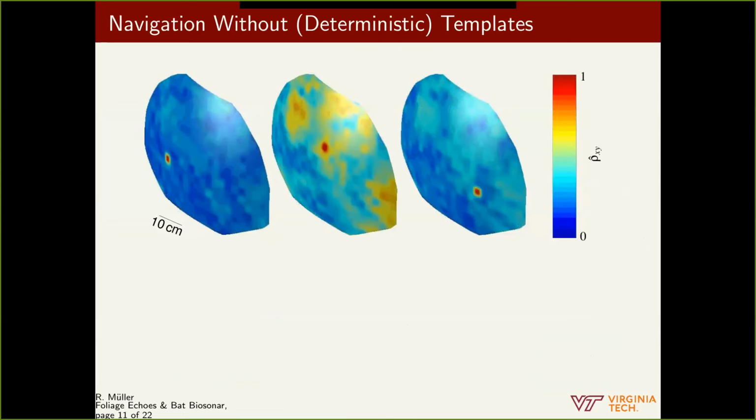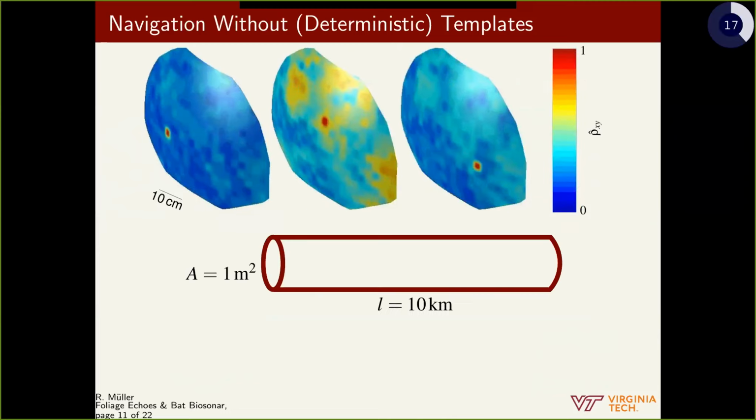of a sphere. These are the shapes here, and this is the correlation coefficient mapped on the surface of the sphere. So you see the echo that was in the center is always this red bump here, and you see within less than 5 centimeters the correlation dies down. In other words, I can do a template matching within an air volume that is maybe 4.5 centimeter cube. That's where I can see that one echo.